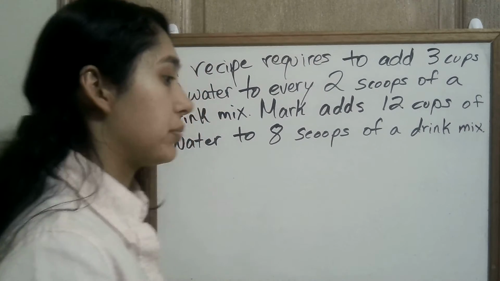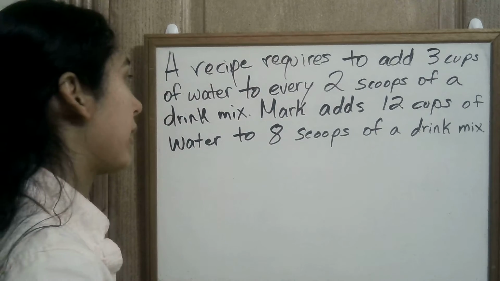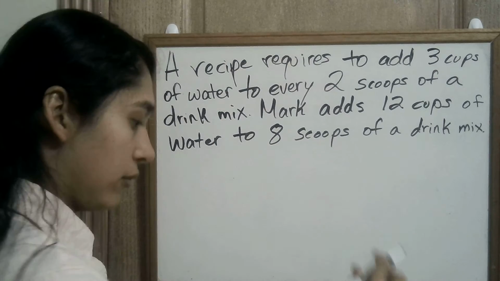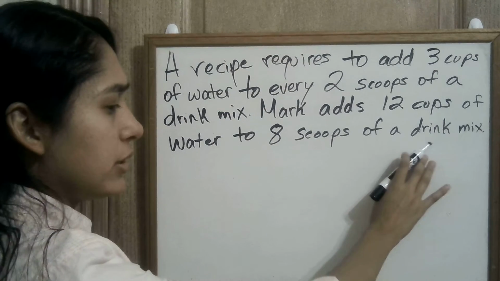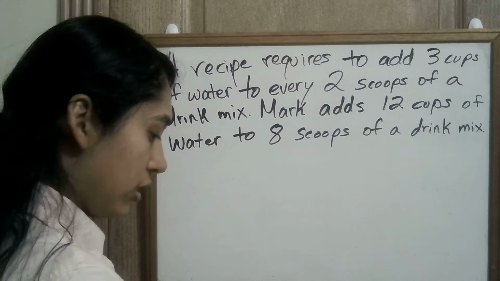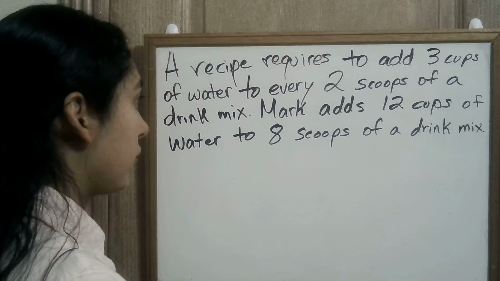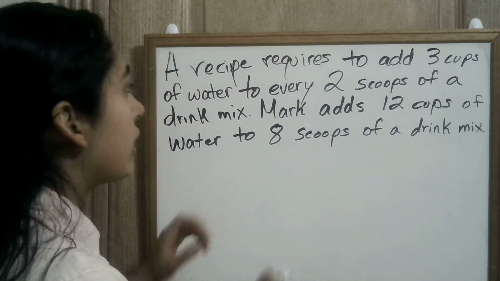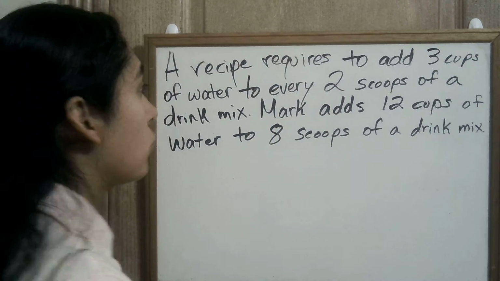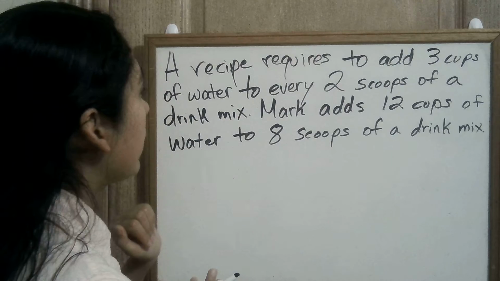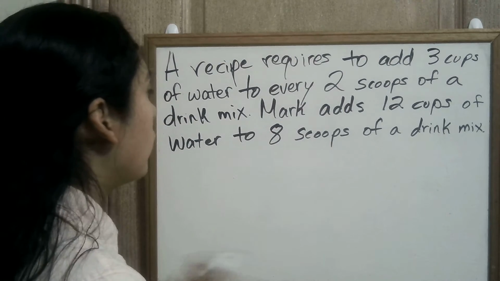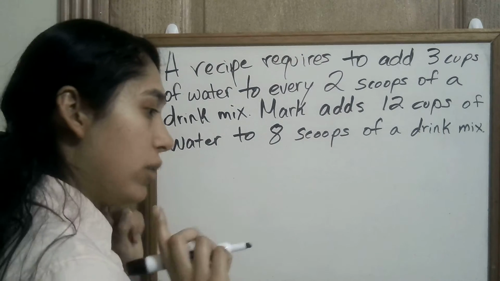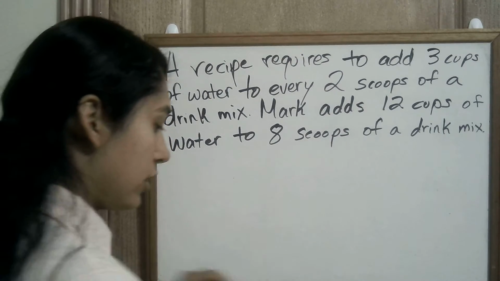So this is for maybe a protein powder or a protein shake. Probably should have said protein instead of a drink, unless you're into electrolyte drinks like Pedialyte. So here there are 2 different ratios. There's what the recipe says, 3 cups for every 2 scoops, or 12 cups for every 8 scoops. Now, here's the actual question.